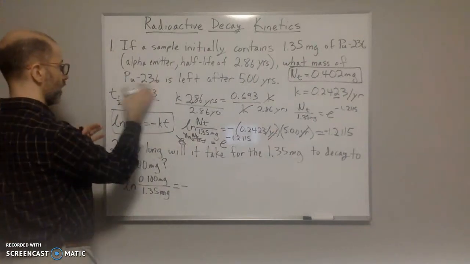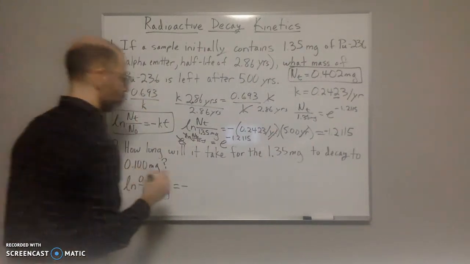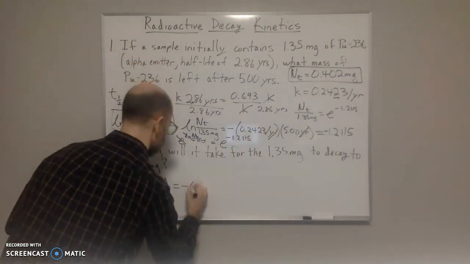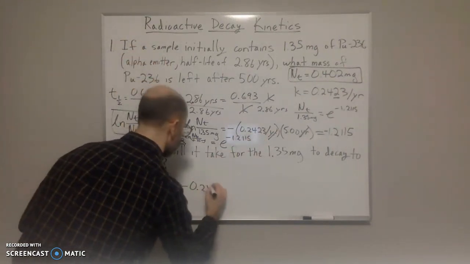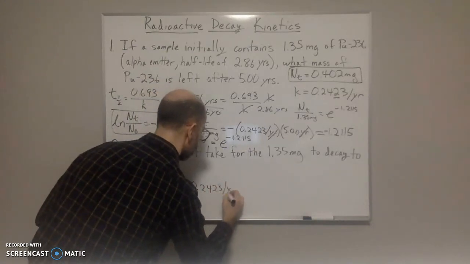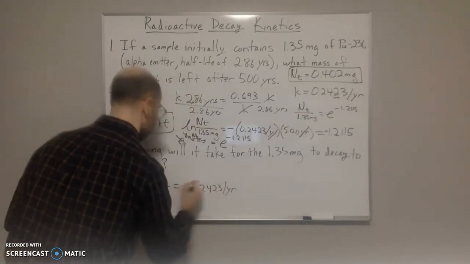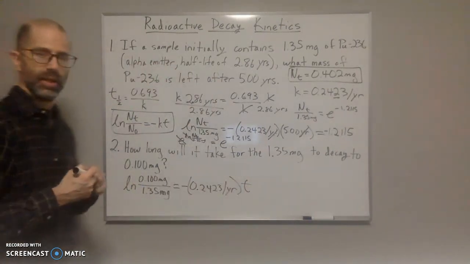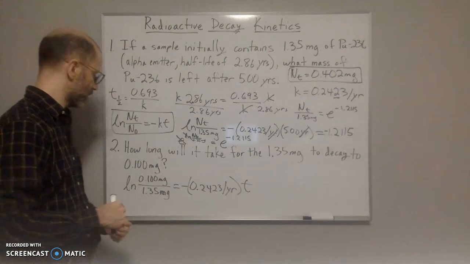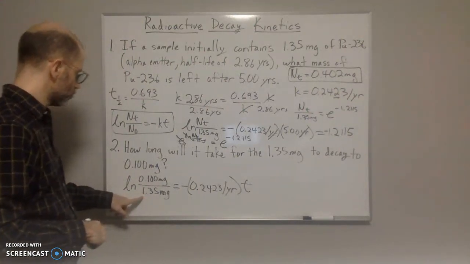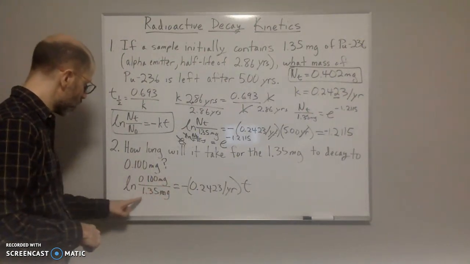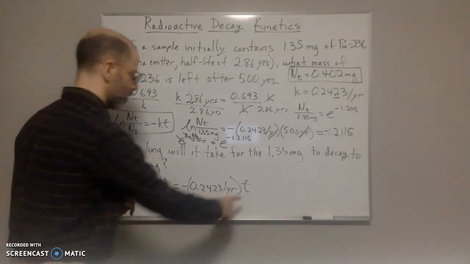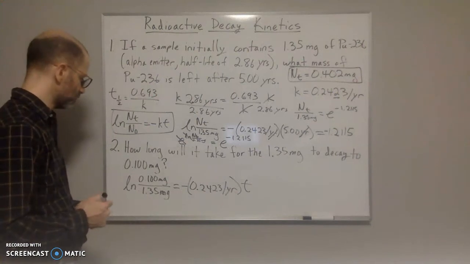So the natural log of this ratio is equal to negative, and it's the same k value because I'm dealing with the same substance. So that's going to be negative 0.2423 per year multiplied by the time t. And the time t is what I need to find. So now all I need to do is solve for this, divide by this, and I'll get t.